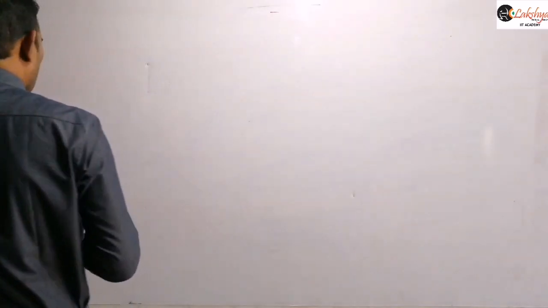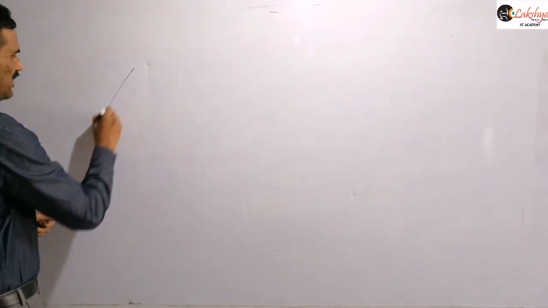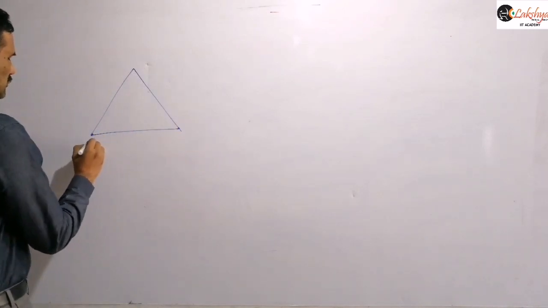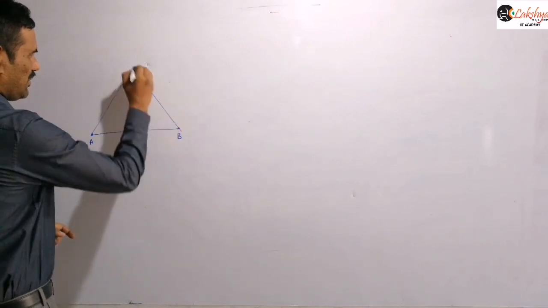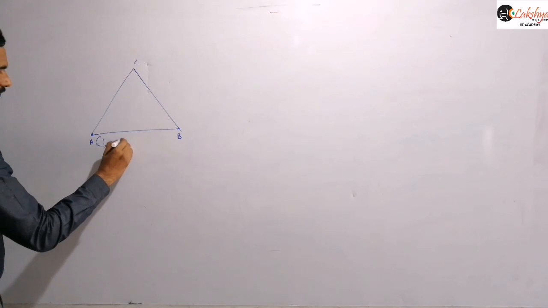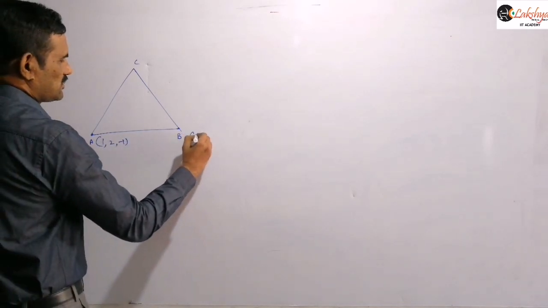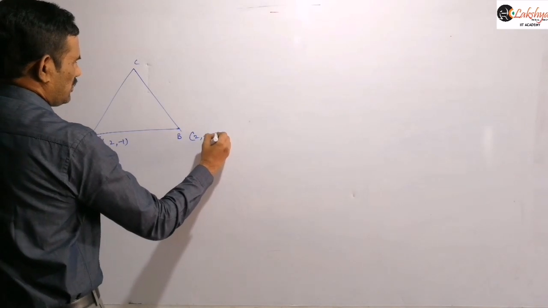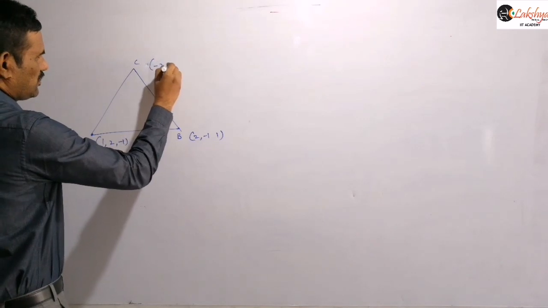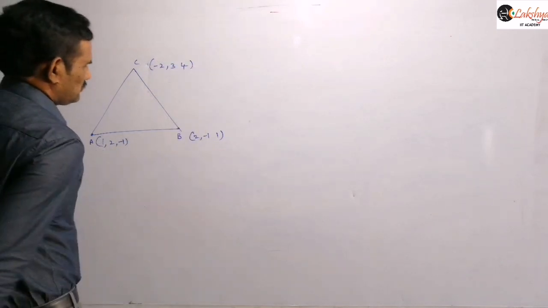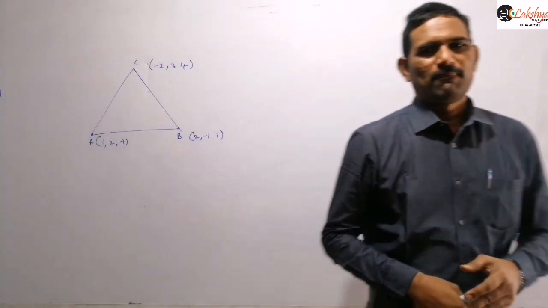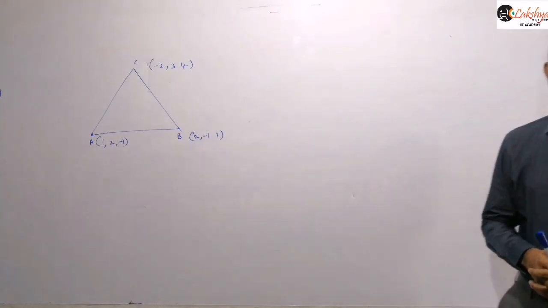And now here I am giving another problem. Let us say this is an area calculation only. Suppose these are the points A, B, C. This is 1, 2, minus 1. This is 2, minus 1, 1, and this is, let us say, minus 2, 3, 4. That means a triangle is given here. Those are the vertices of the triangle. Now we need to find the area of this triangle.